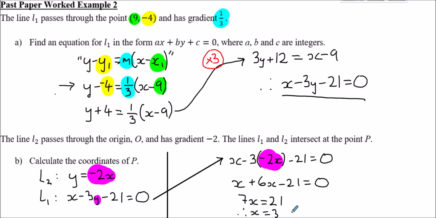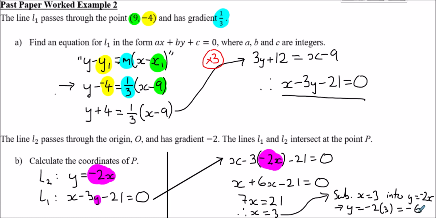Now we know that x is 3, we can substitute that into y equals minus 2x. So sub in x equals 3 into y equals minus 2x. Then we see that y must be minus 2 lots of 3. Minus 2 times 3 is minus 6.